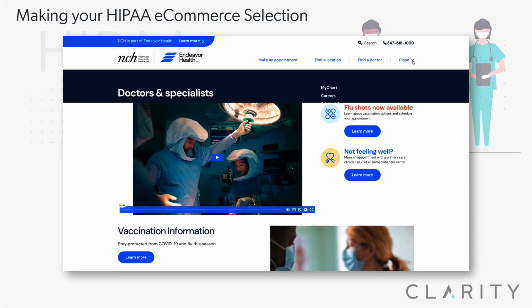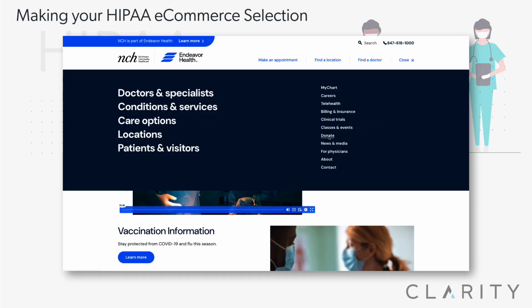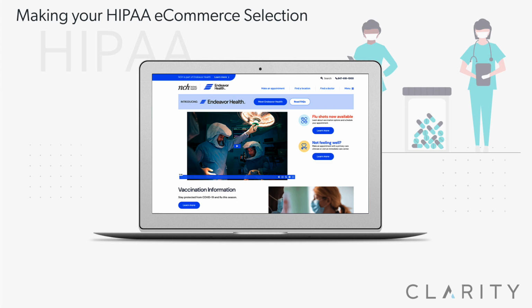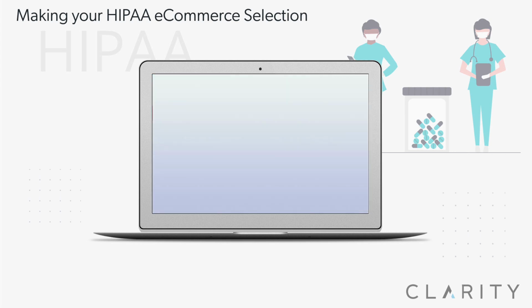So there's a lot of different things to factor in for that future growth and scalability. Talk to your partner and vendor, ask them what are our growth plans, how do we ensure ongoing HIPAA compliance, and make sure they know what they're talking about.